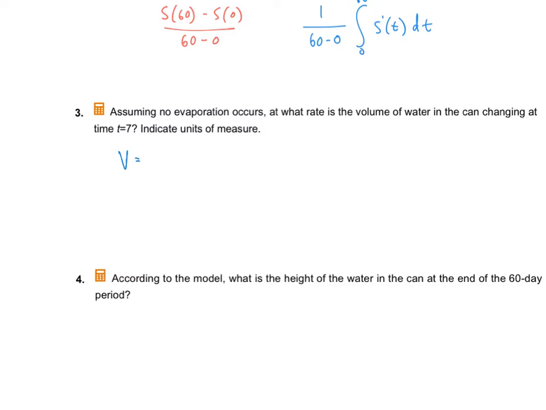of a cylinder, a can, is pi r squared h. We know the radius is 10, and 10 squared is 100, so this is really 100 pi h. And we know h is changing according to the function. So we can take the derivative of both sides with respect to t, so like dV/dt.